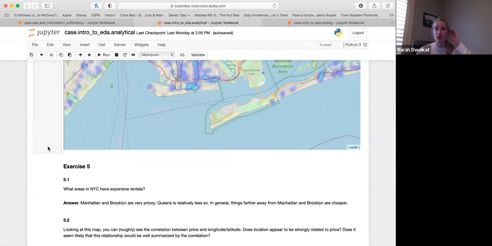So, going back to what we noticed before with our correlation between longitude and price, we were a little bit suspicious there. What does that mean? Looking at this map, you can roughly see the correlation between price and location, that is, longitude. Does location appear to be strongly related to price? Does it seem likely that this relationship would be well summarized by the correlation?